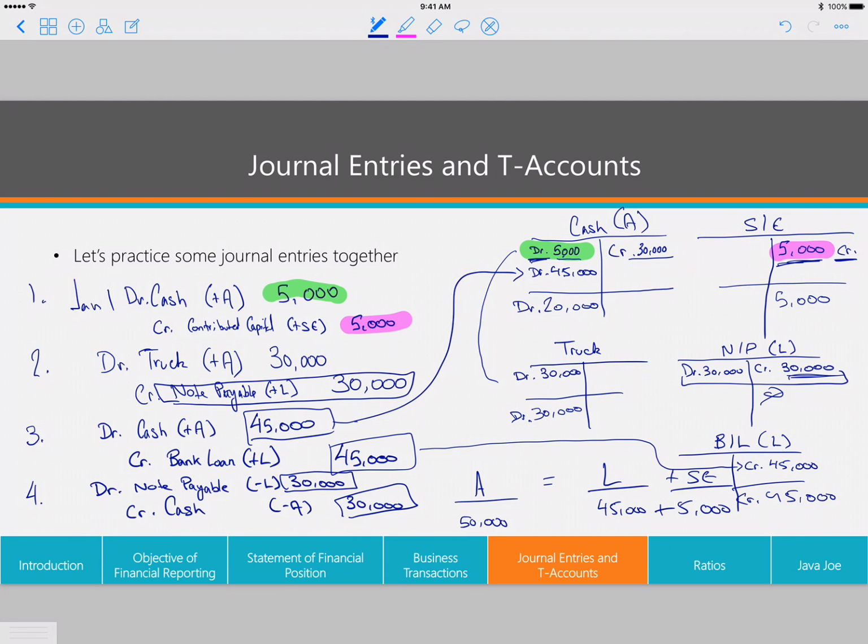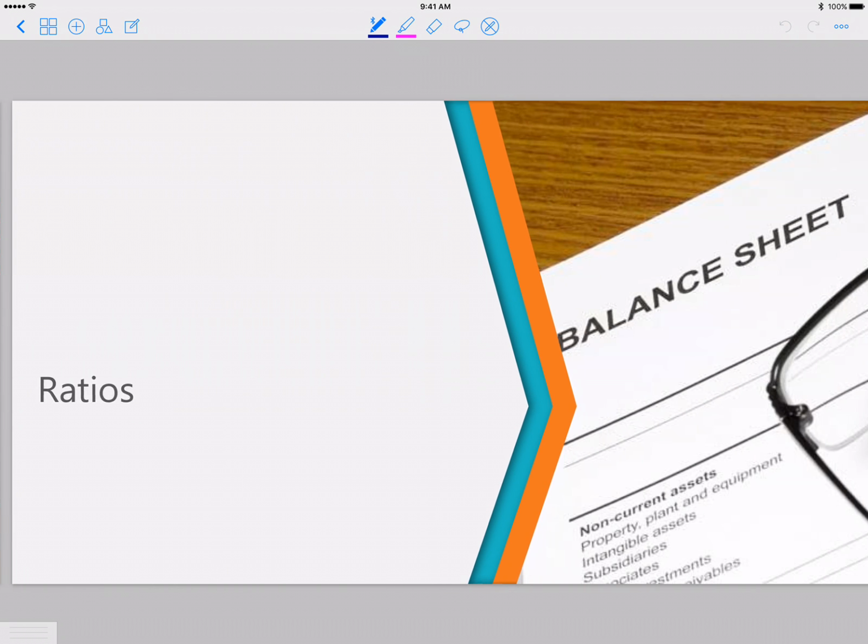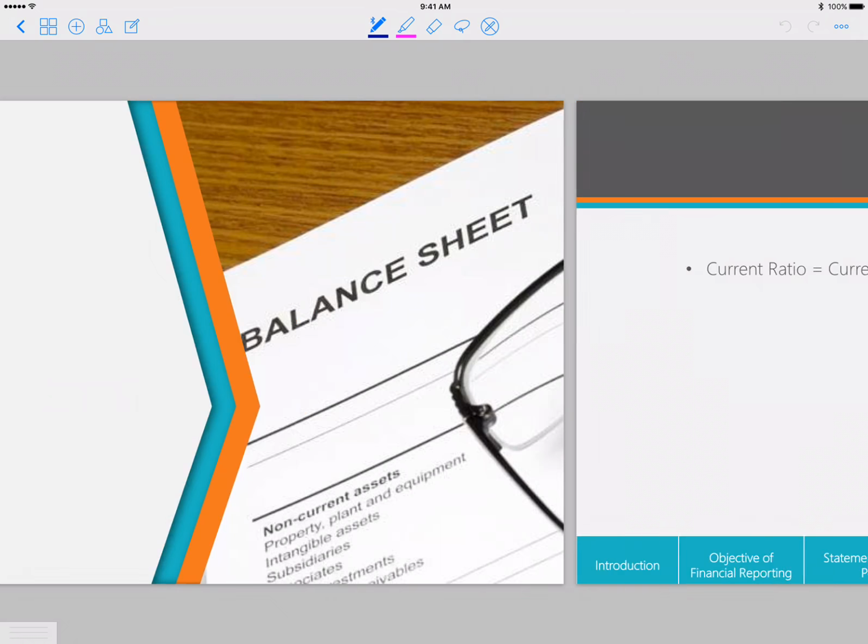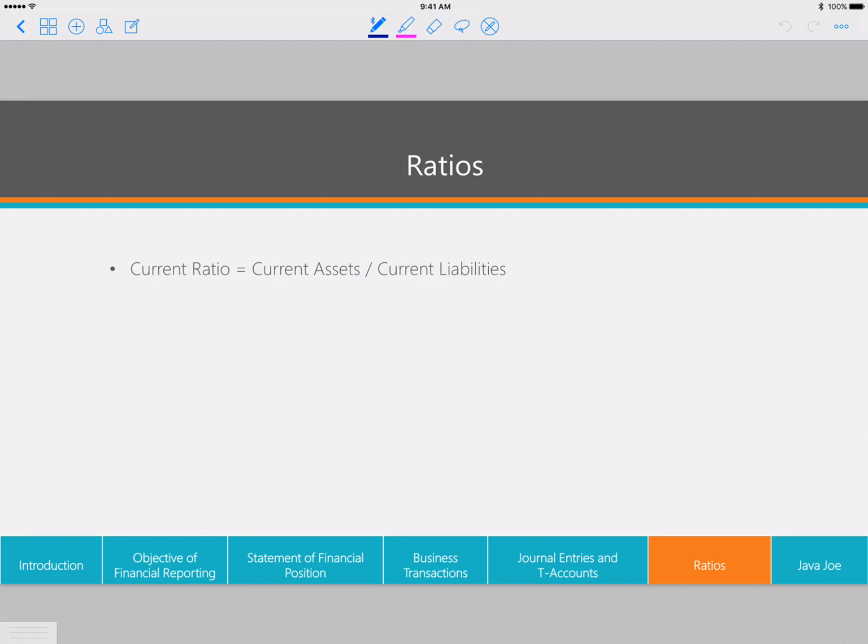So let's take a step to the next part of our presentation today. Let's look at ratios. So for this chapter, you're lucky, you only have one ratio to learn for chapter 2, and that is the current ratio. So the current ratio is equal to current assets over current liabilities. And what this teaches us is how many dollars of current assets we have to pay off every dollar of current liabilities.